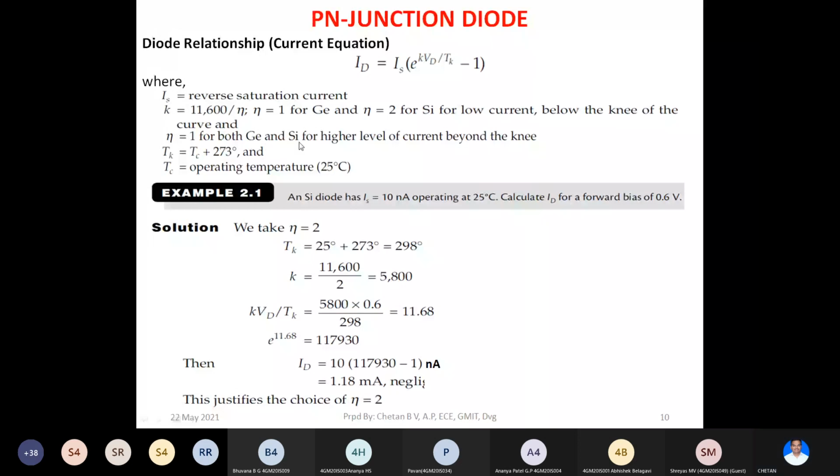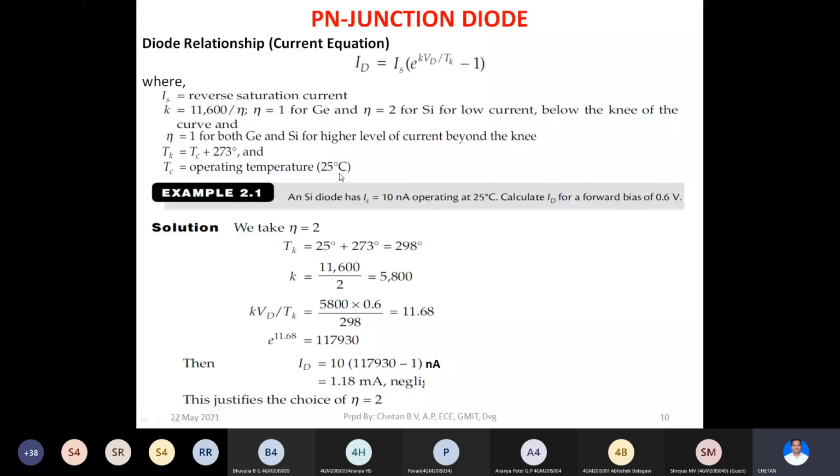Eta is a constant. Then coming to this Tk, Tk is represented like this: Tc plus 273. This is temperature actually in kelvin. So Tc is the actual operating temperature, which might be 25 degrees centigrade, 26 degrees centigrade, 27, and so on. It is actually the room temperature.